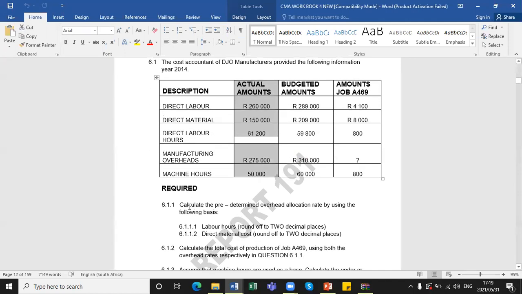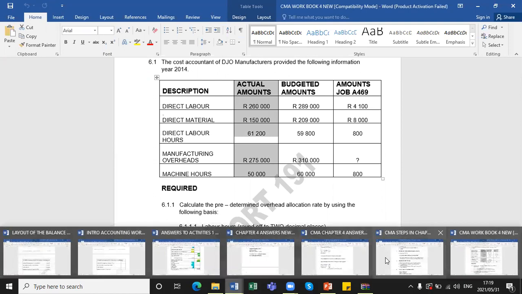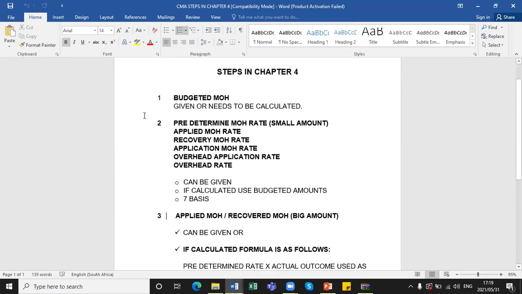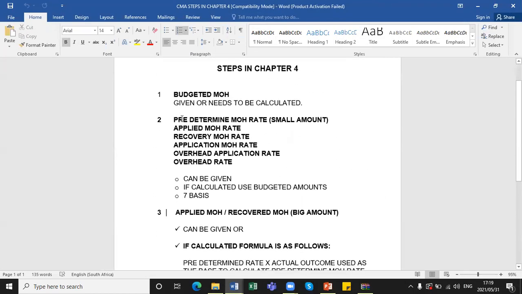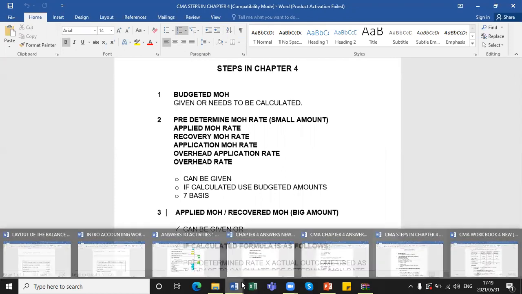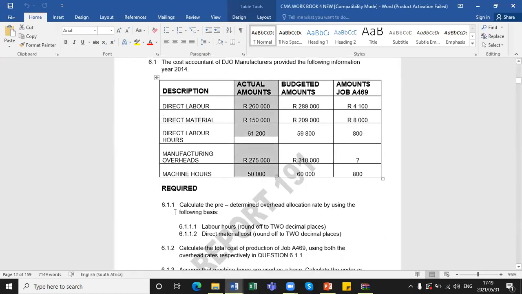So what are they asking you? They say calculate the predetermined overhead application rate using labor hours as the base and using direct material costs. So they are asking you to do step 1 first. Step 2, calculate the predetermined rate. And you must have 2 predetermined rates. Then they say calculate the total cost of production of job A469.